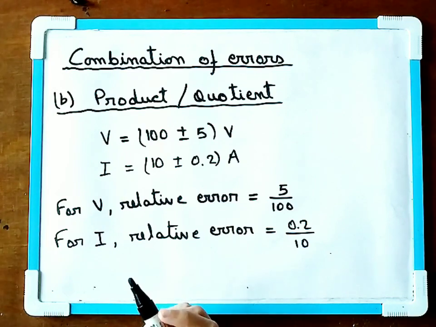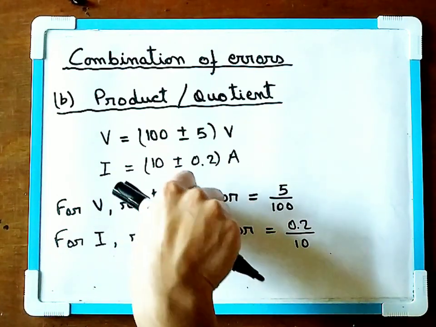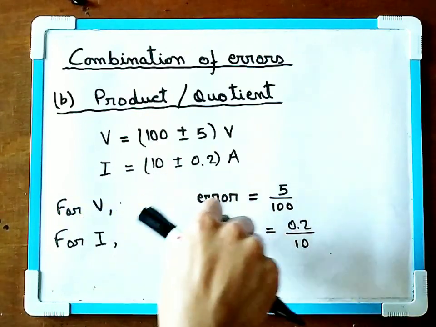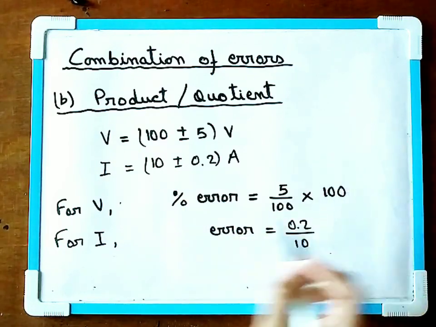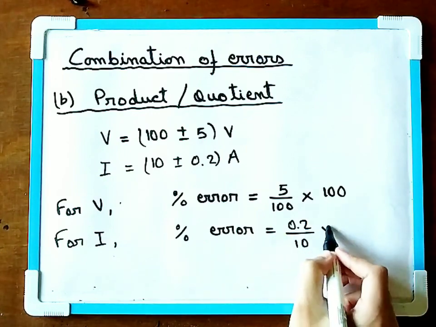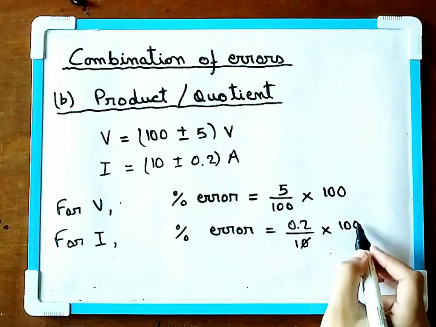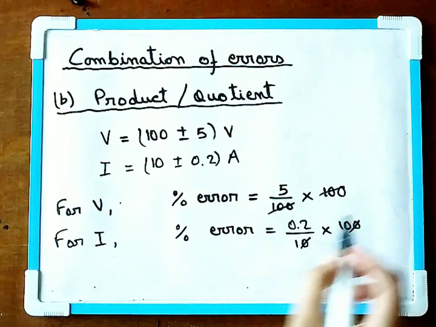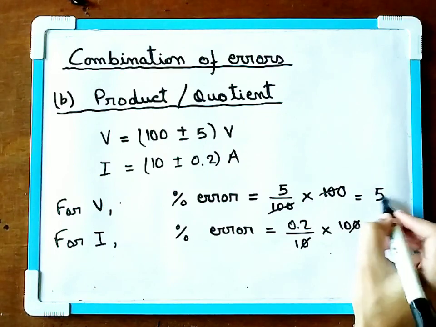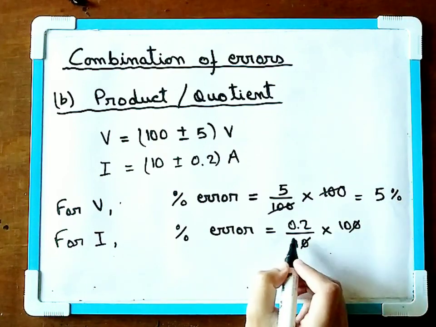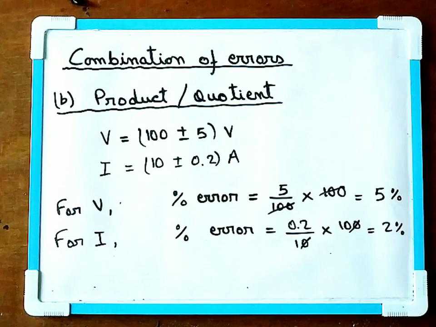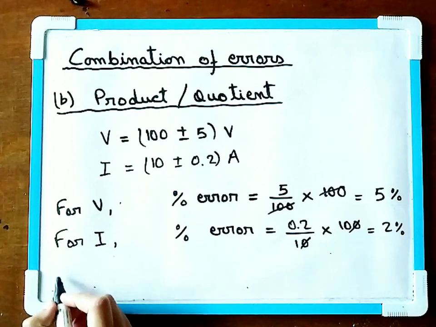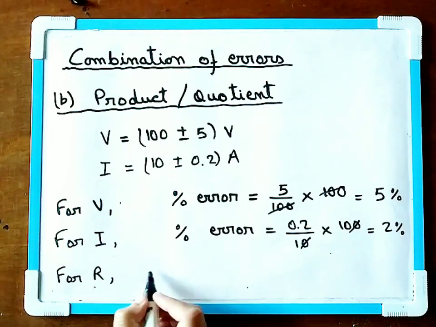So here, for V, the percentage error will be, you multiply this with 100. And the percentage error for I, you multiply this with 100. So this 100 and this 100 cancel. So what you get here is only 5%. And what you get here is 2%. Okay, so here if you want to find the percentage error, the combination of this in R, okay, so percentage error in R, so I'll write here for R, the percentage error.